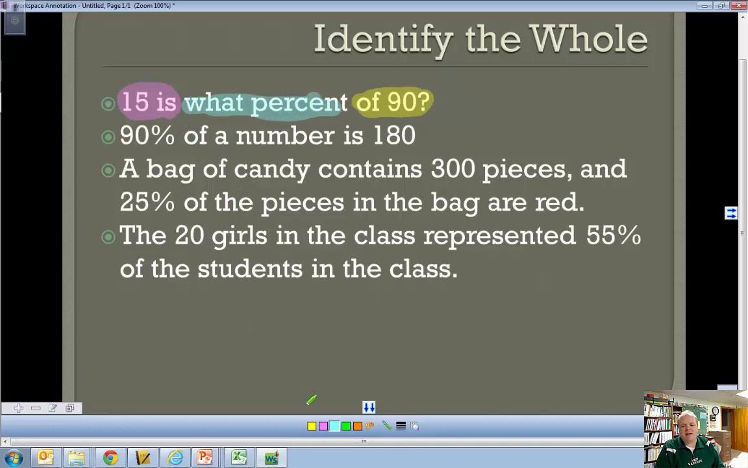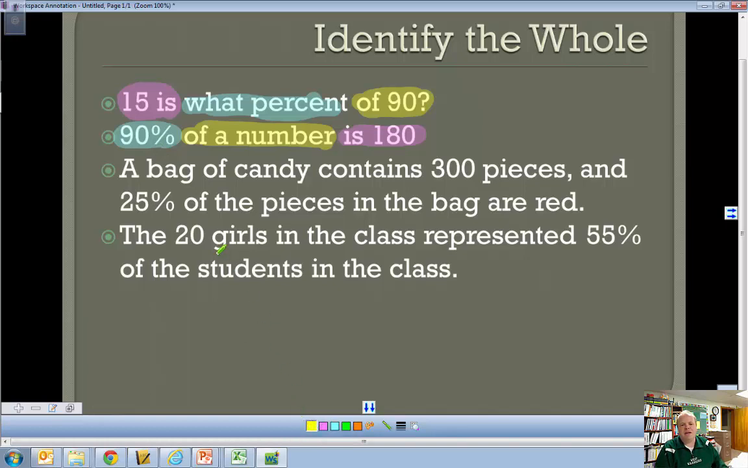Okay, let's look at the next one. It says 90% of a number is 180. So of is my whole. Okay, so I don't know what that is. My part here is going to be is 180. So that would leave my percent then. Well, that's pretty easy because they tell you what the percent is. It's 90%.